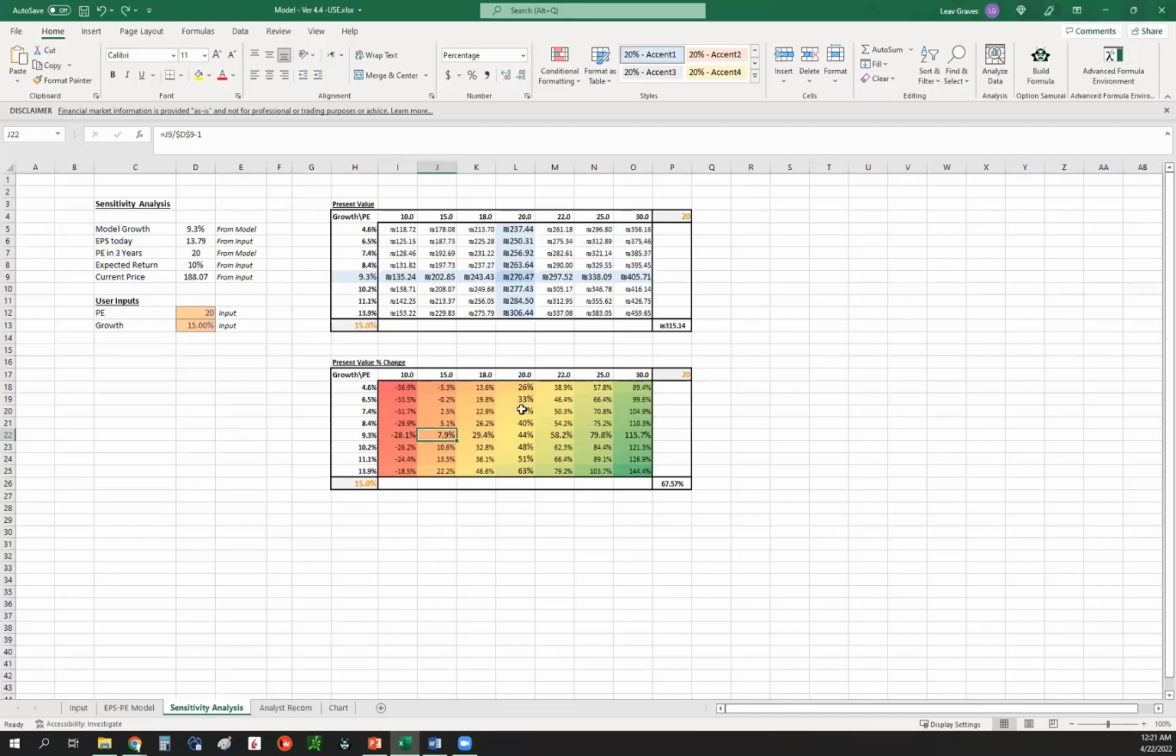The only thing that can make me say, oh, it's expensive, is if the PE goes lower, or if the company does not grow at all, which I need to decide if this is a reasonable scenario and how much I want to take this risk or not. So basically, that is how I use this model.